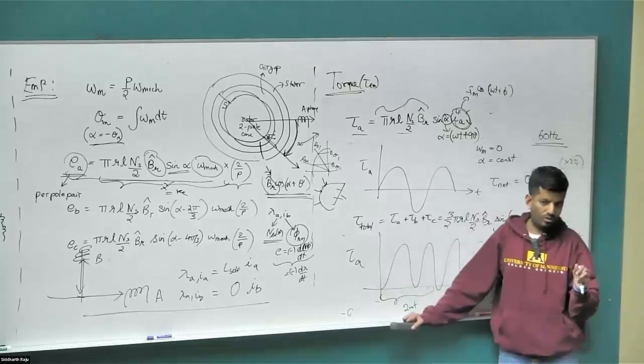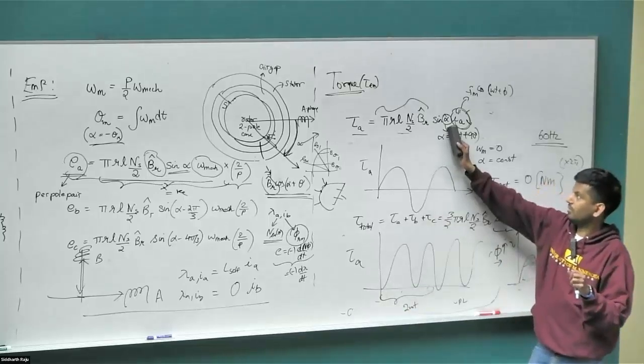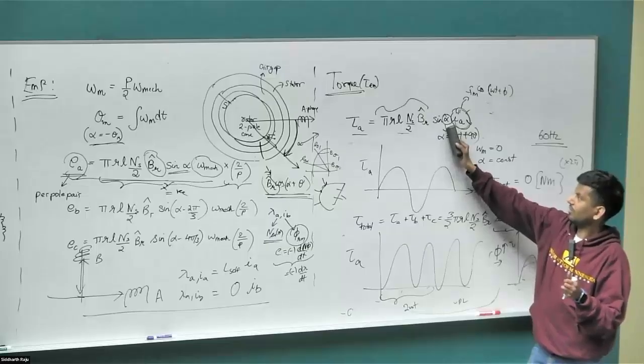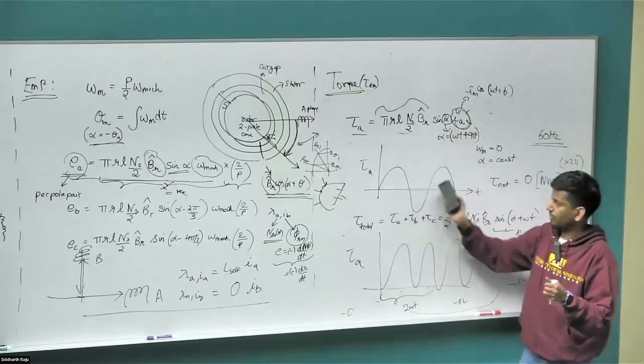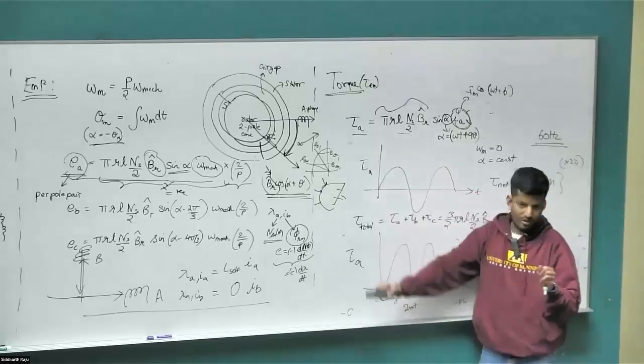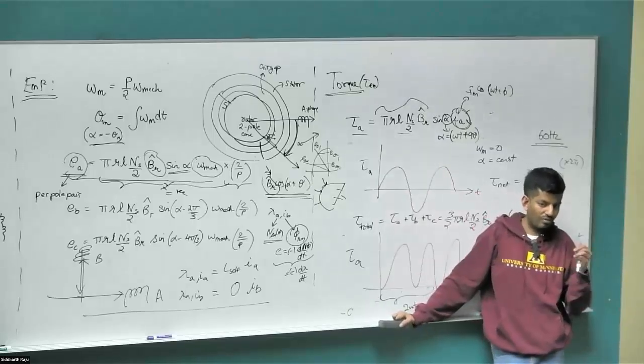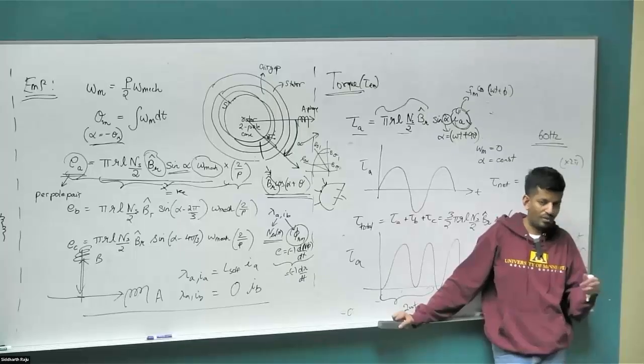So the problem is to get it rotating. If this alpha term is 0, or if this alpha term is some constant, then this was the torque. The average of this torque is 0. A one-phase permanent magnet synchronous motor cannot self-start on its own because the average torque across the motor is completely 0. This is one way of seeing it.